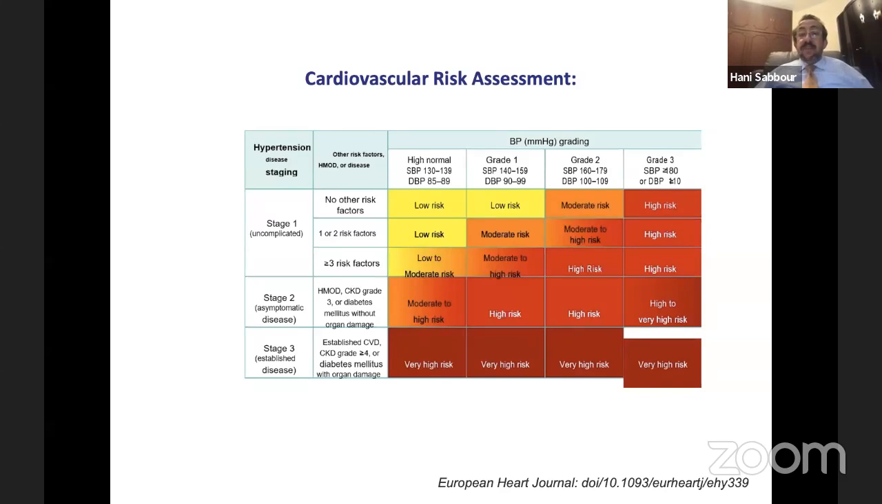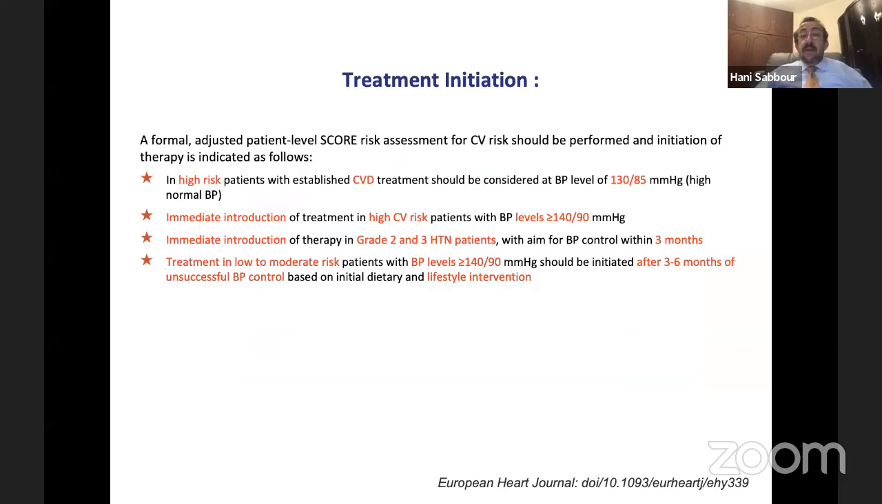It's driven by risk rather than by the blood pressure number, because even a 10 millimeter of mercury difference increases the risk of cardiovascular disease by several fold. So the summary of this is, if the patient is a high-risk patient with established CVD, you would initiate at 130/85. Immediate introduction in high-risk CV patients with 140/90.